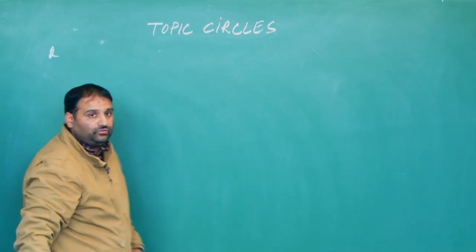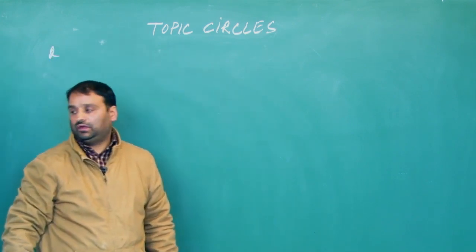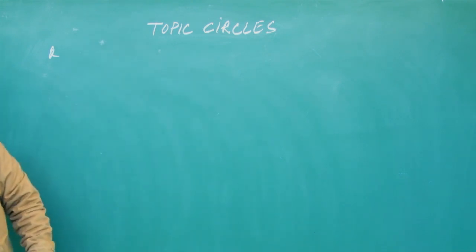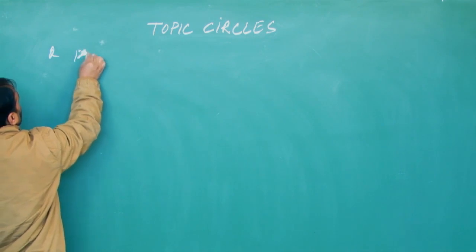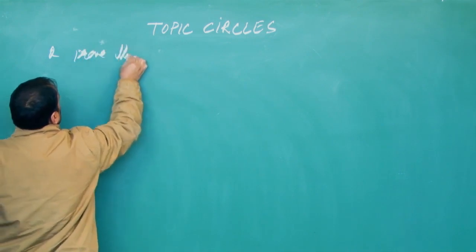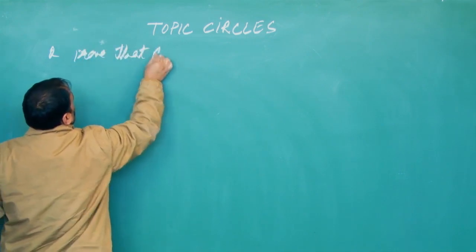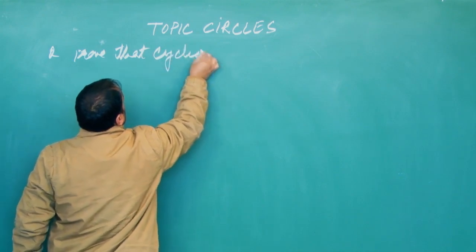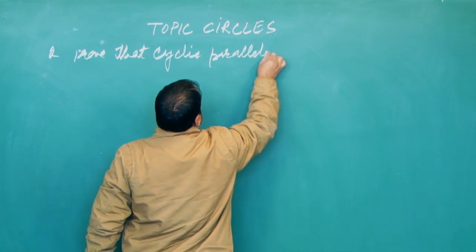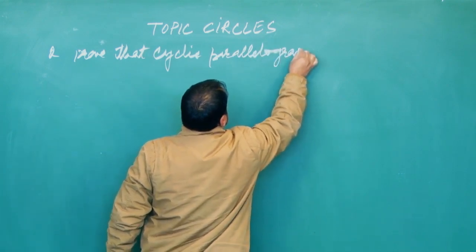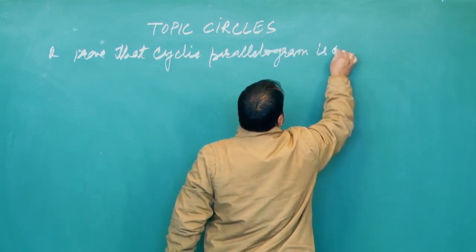Now there is another question related to the circles. It says that prove that cyclic parallelogram is a rectangle. Prove that cyclic parallelogram is a rectangle.